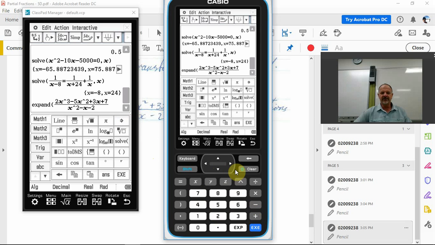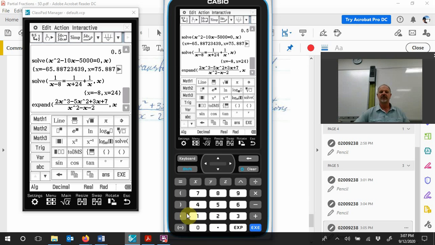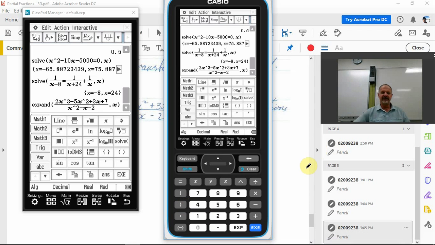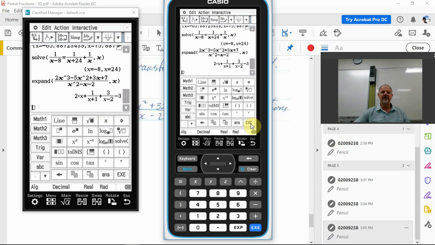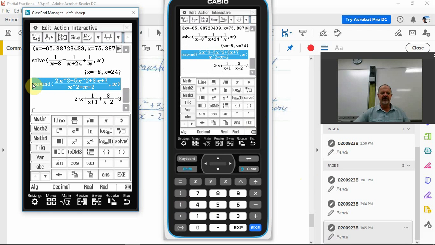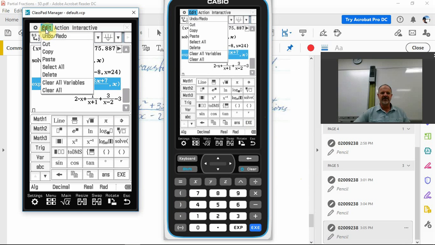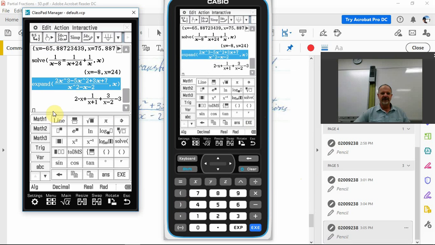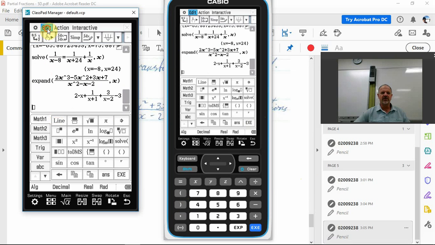Now here's the little trick you need to remember: because you want it to expand for something, what do you want to expand for? You want to expand for x. So you want to expand for x, and then when you go exe, it will do it for you, and there it is, expanded. Now if I didn't put the x there, there's not necessarily a guarantee that it's going to do it properly. Sometimes it will, sometimes it won't.